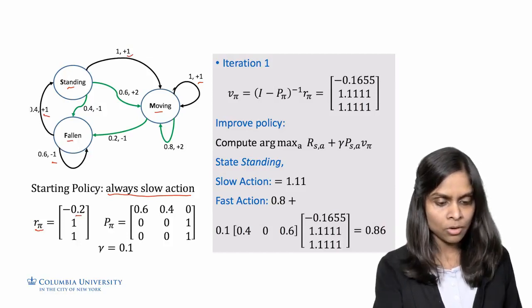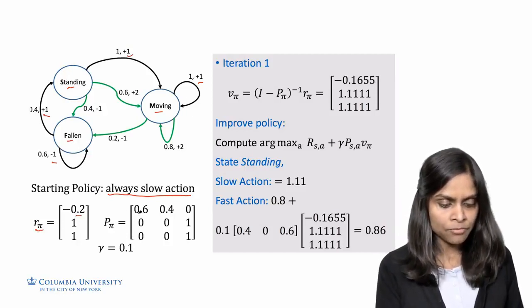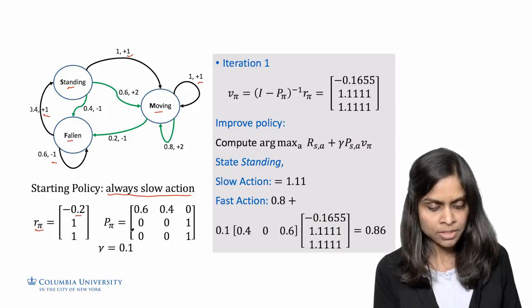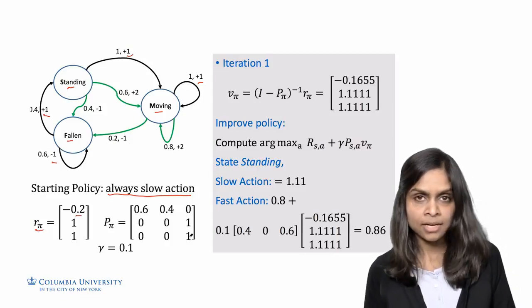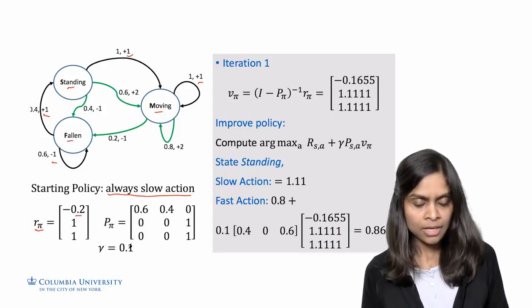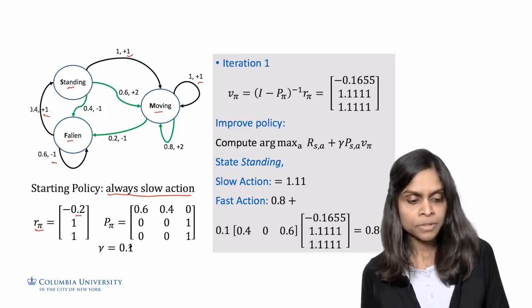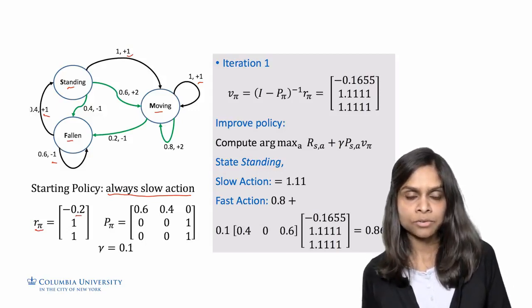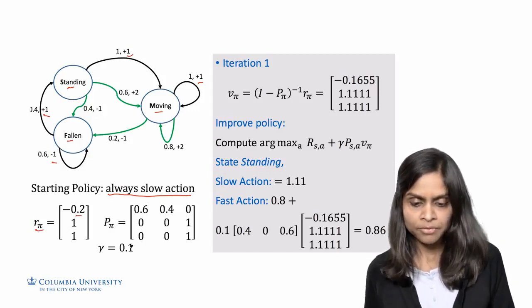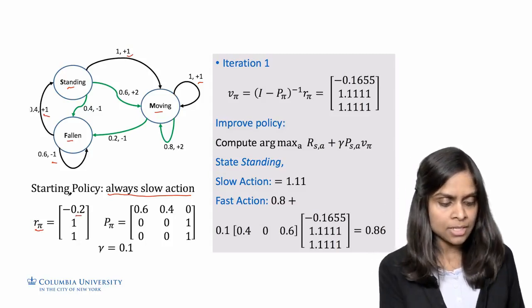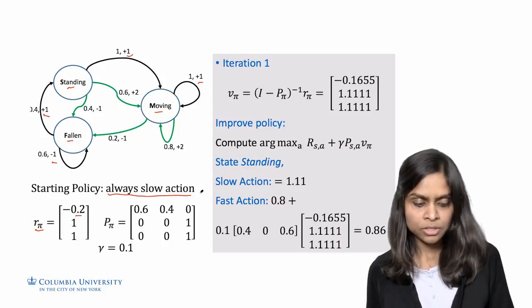P pi is the transition probability matrix for this policy, which is the transition probability given by the black arrows on all states. From fallen state, the probability is 0.6 of going to the fallen state, 0.4 of going to the standing state, and 0 of going to the moving state, and so on for standing and moving state. The gamma that we look at here is 0.1. The aim would be to find the optimal policy to maximize the sum of expected discounted rewards with this gamma factor.